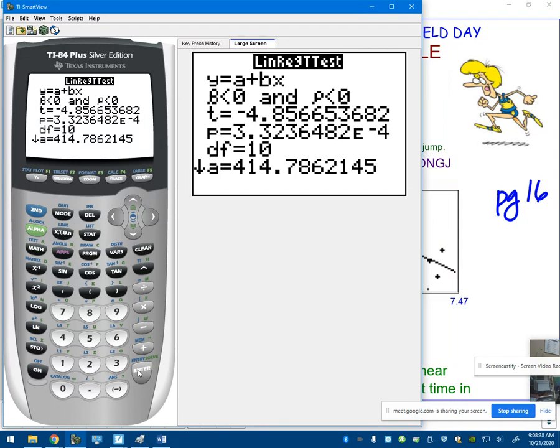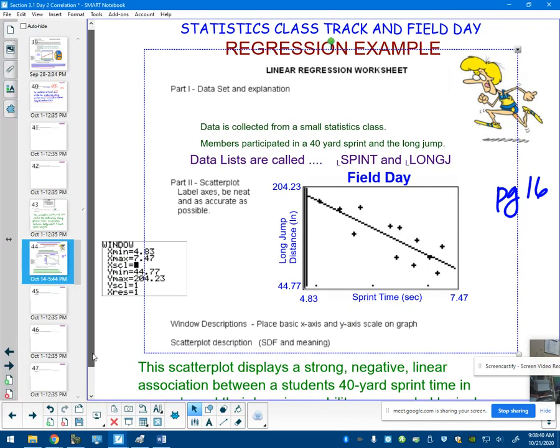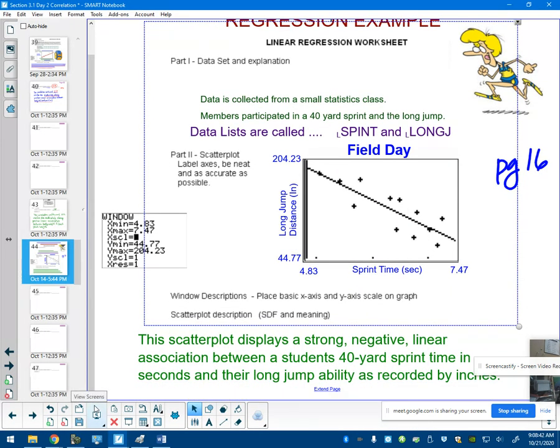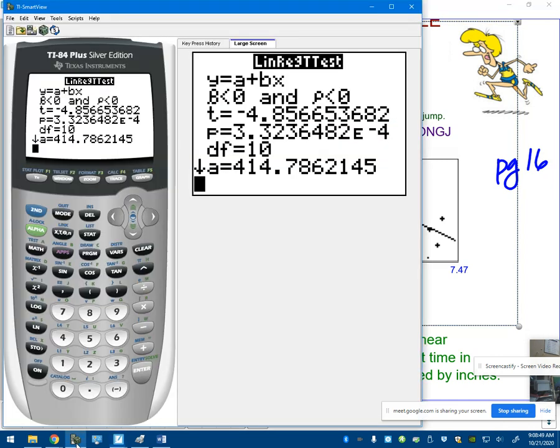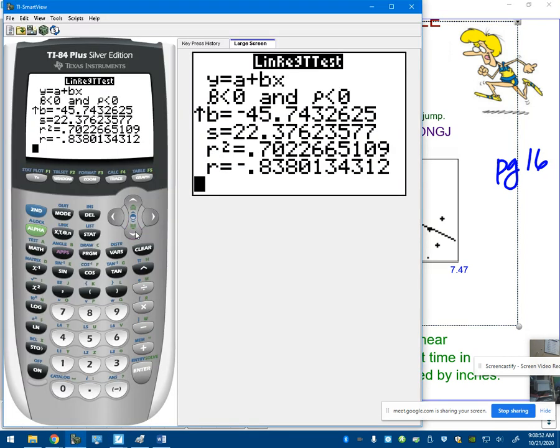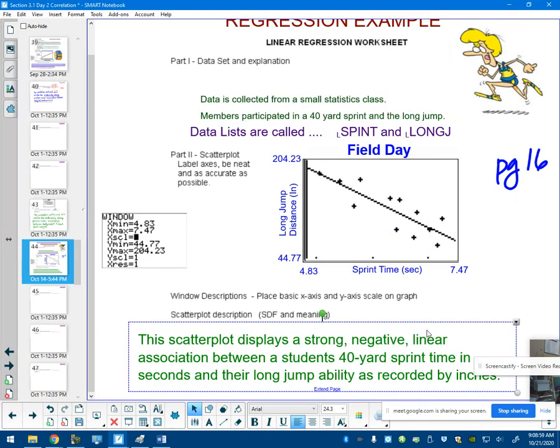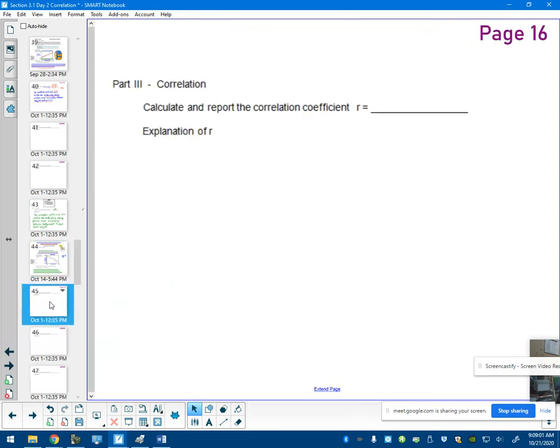Now, before I arrow down, yesterday we said it was a strong negative linear. So I'm hoping this is like a negative above 0.7. And I got it. So let's see what it was. Negative 0.838. So right here, we're going to put negative 0.838. That would make that 3 become a what? 8.4. And then we'd have to write our sentence.